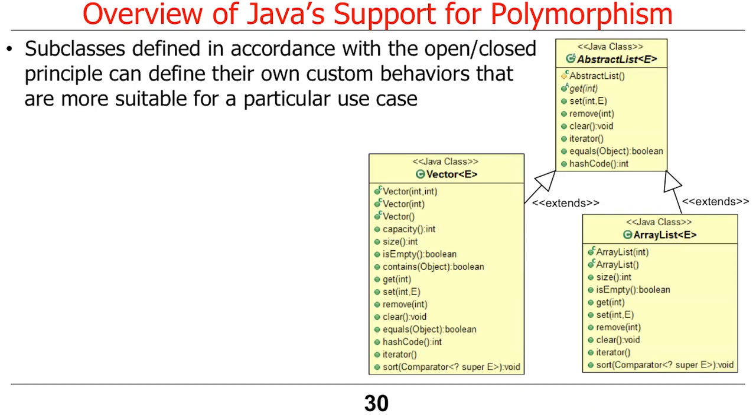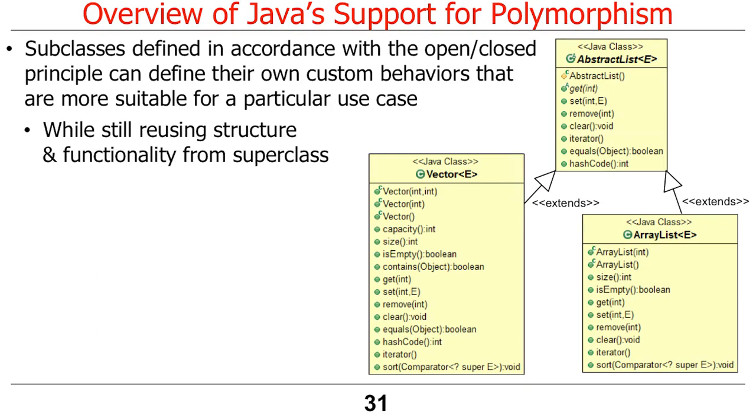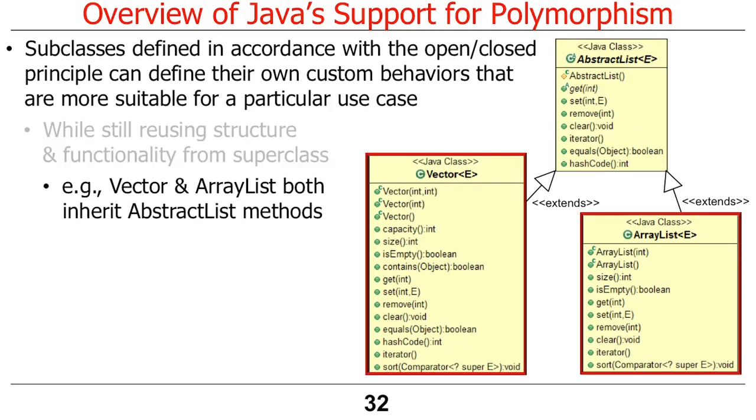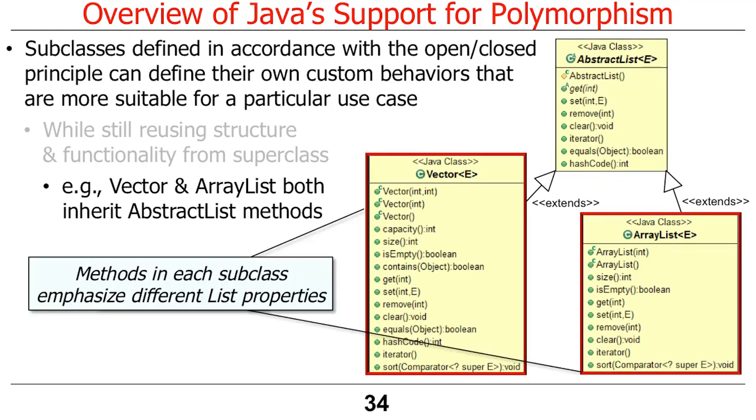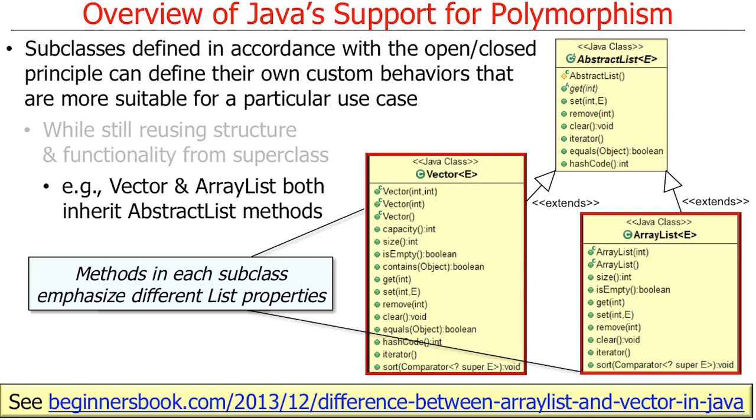Subclasses of a superclass designed in accordance with the open-closed principle can define custom behaviors that are more suitable for a particular use case while still reusing the structure and even some functionality provided by their parent superclasses. For example, Vector and ArrayList are subclasses in the Java Collections framework that inherit reusable methods from the AbstractList superclass. However, the implementations of methods in the Vector and ArrayList subclasses emphasize different properties of a list, such as synchronized versus non-synchronized element access, and different strategies for dynamically growing the underlying buffer when its size increases.